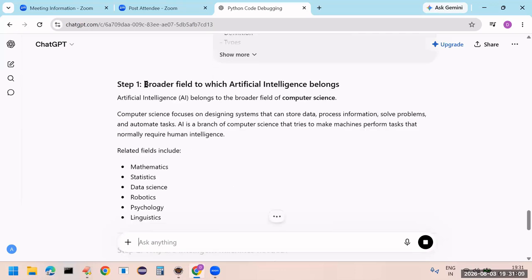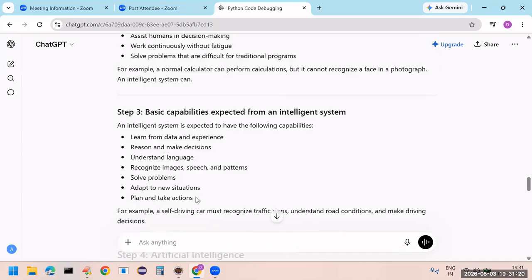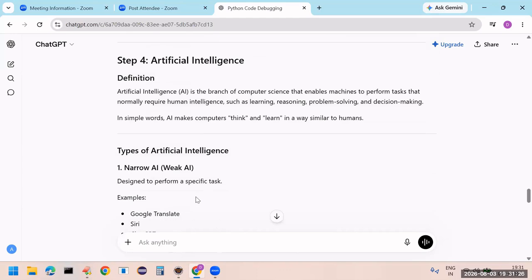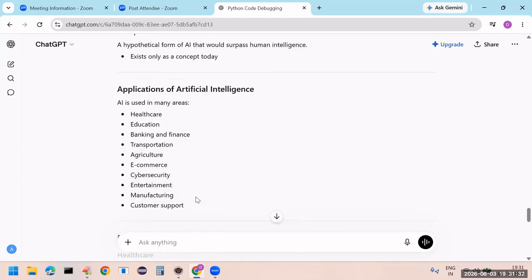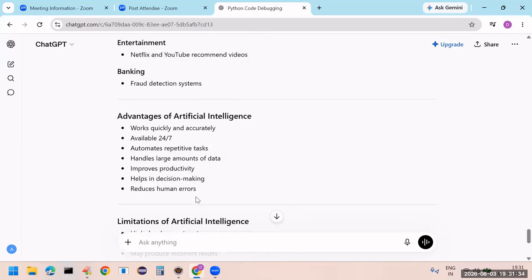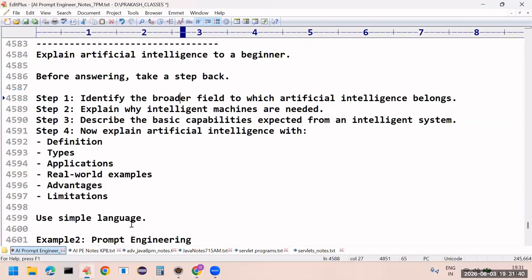Yeah. Step 1, the broader field to which artificial intelligence belongs. Why artificial intelligence machines are needed. Basic capabilities expected from an intelligent system. Artificial intelligence: definition, types, applications, real world examples, advantages, limitations, simple summary. So before giving the direct answer, it is going back, and then it is giving the solution. Clear? Everyone, please confirm.